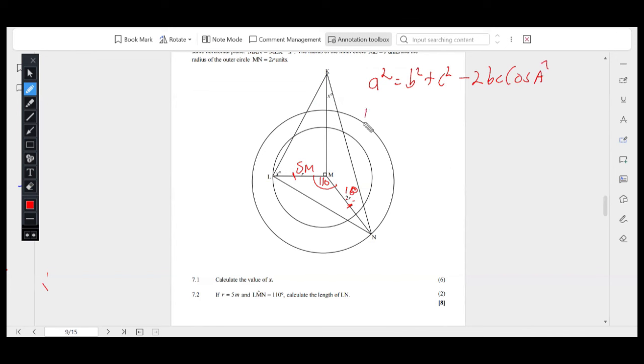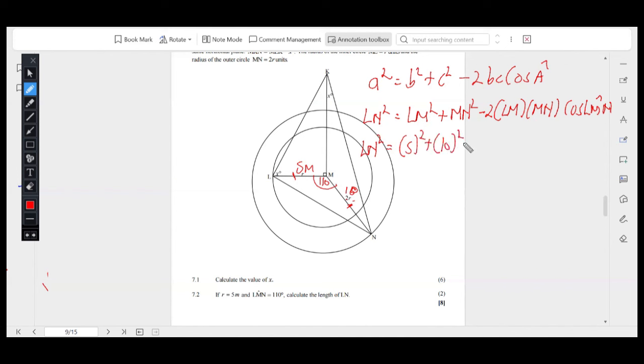Our a squared, we can take it as LN squared. And then the b squared and the c squared are the two sides that are given here. So that's LM squared plus MN squared minus again 2 LM times MN. Then the cos A, the angle A, will be representing the one that is given here, which is LMN. Now it's just a matter of substituting. LN squared is equal to LM, it's 5 squared, and then MN is 10 squared. Then we have 2 times 5 times 10, and then cos 110 degrees.